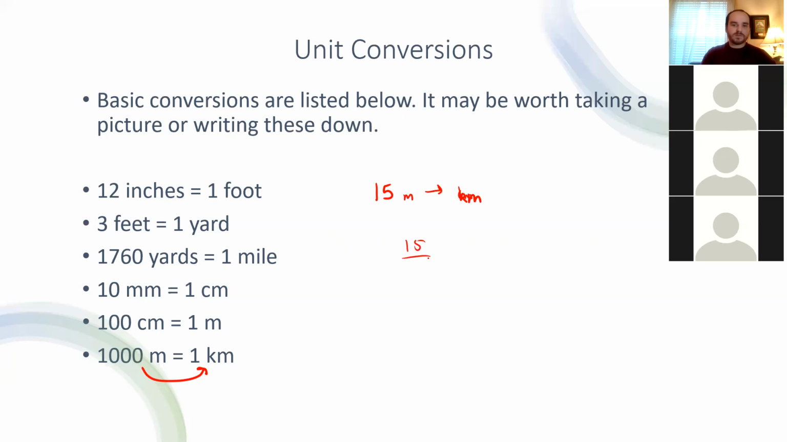So we take 15, divide it by 1,000, and get 0.015 kilometers. And then 0.015 kilometers or whatever to whatever your unit is. Yep.